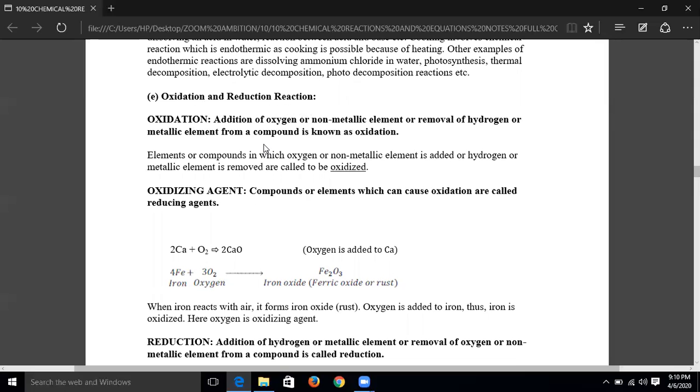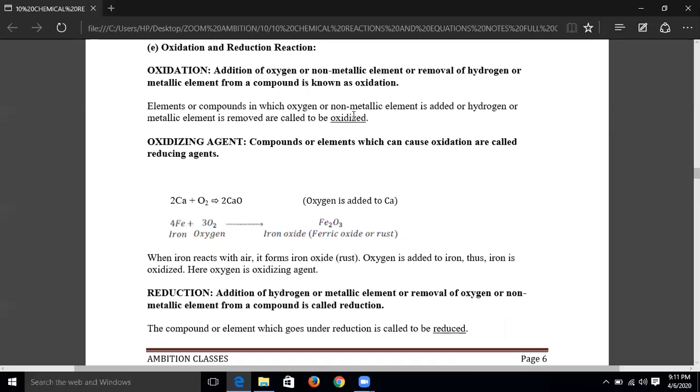Oxidation and reduction reaction. Addition of oxygen or non-metallic element or removal of hydrogen or metallic element from a compound is known as oxidation. So if we add oxygen, oxidation. If we add non-metallic element, oxidation. If we remove hydrogen, oxidation. If we remove metallic element, oxidation. Elements or compounds in which oxygen or non-metallic element is added or hydrogen or metallic element is removed are said to be oxidized. Compounds or elements which can cause oxidation are called oxidizing agents.